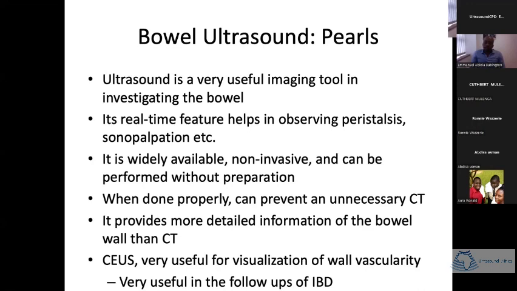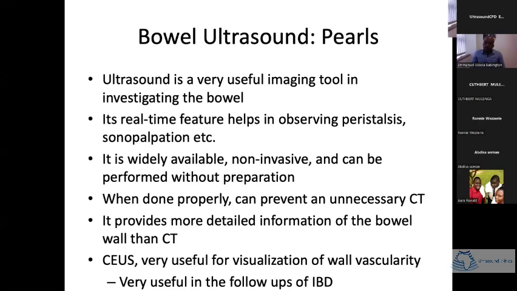When done properly, ultrasound can prevent an unnecessary CT. However, we also need to know the limitations of ultrasound, and we should be more than ready to request further examinations when we know it's going to help our patients much more. Ultrasound provides more detailed information of the bowel wall than CT.